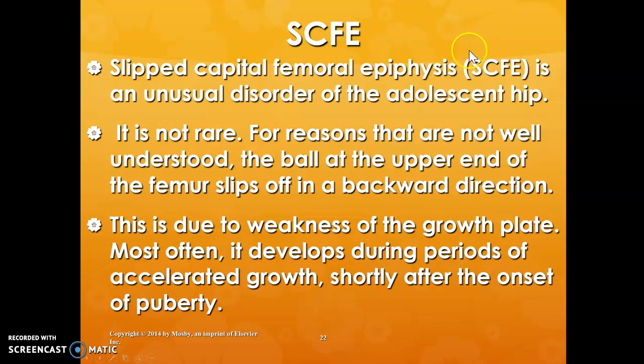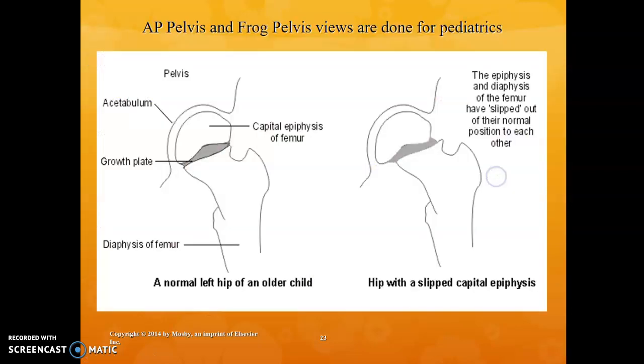It's an unusual disorder of the adolescent hip. It is not rare, but for reasons that are not well understood, the ball at the upper end of the femur slips off in a backward direction. It's due to weakness of the growth plate, and most often it develops during periods of accelerated growth and shortly after the onset of puberty.